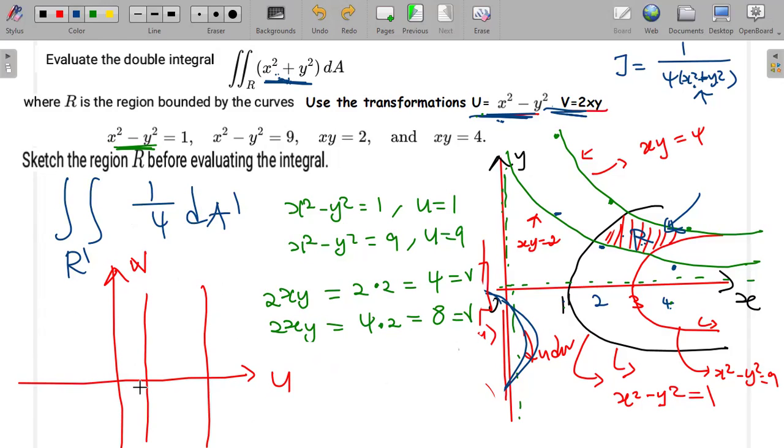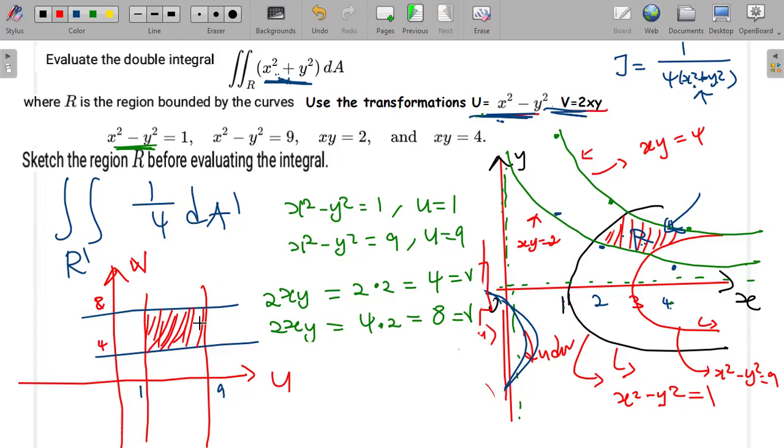This is my 1, and this is my 9. So that is for U. And then for V, I have these 2 straight lines. This one down is for 4. This one up is for 8. So what is the region now? The region is this one.